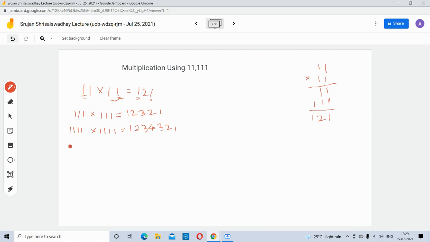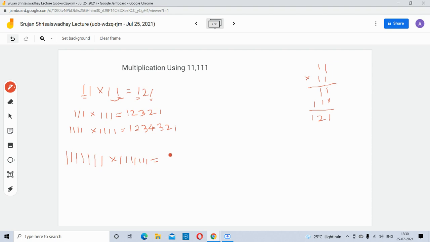Now I'll give you the example of 1111111 multiplied by 1111111. How many ones are there? 1, 2, 3, 4, 5, 6, 7, in both. So I can write my answer immediately.